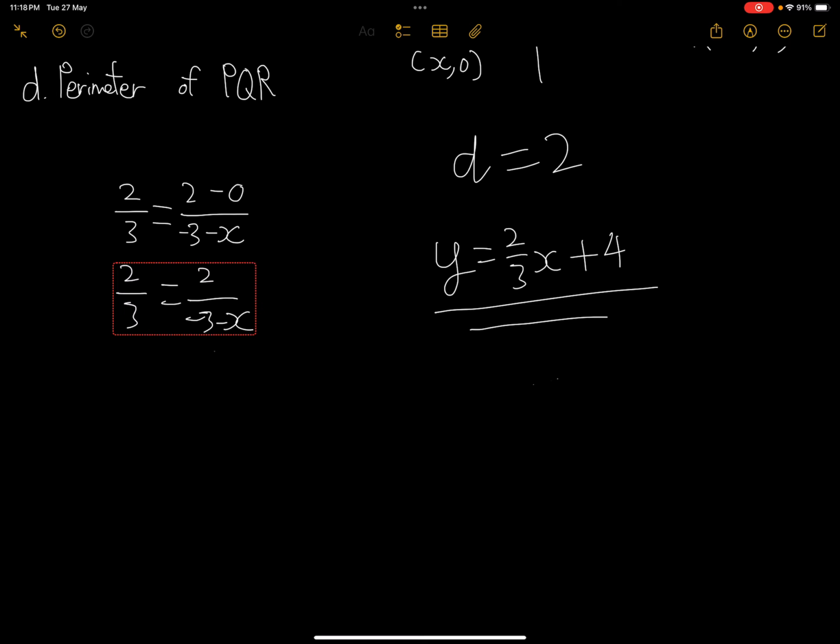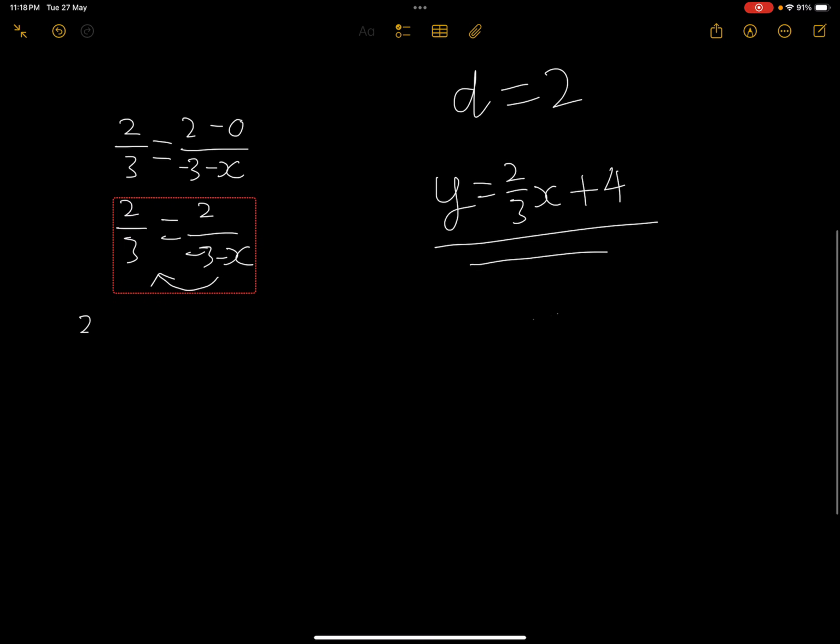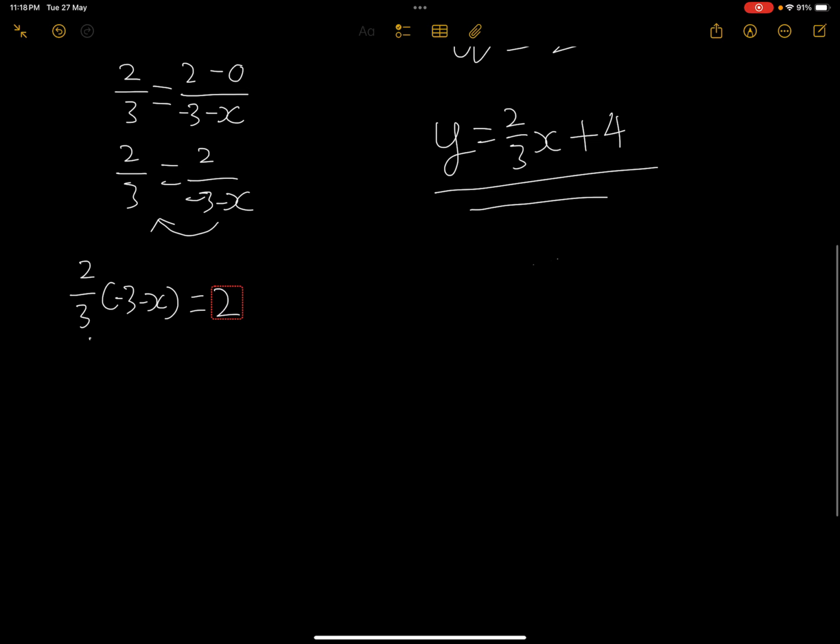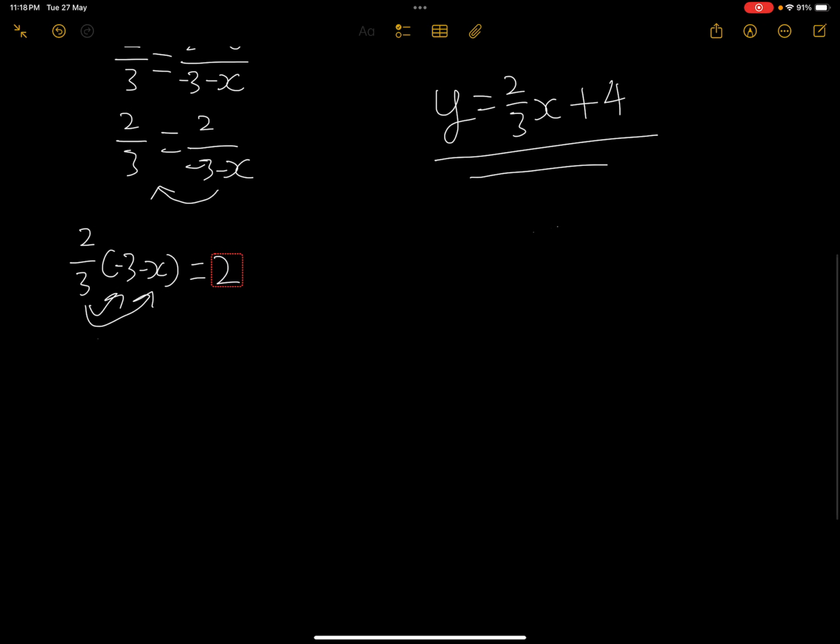Now, what we do is we move the -3 minus x over. That will give you, using the FOIL method, we can times the value with the contents inside. Now that will give us -6 over 3, and 2 over 3 times x equals negative 2x over 3 equals 2.